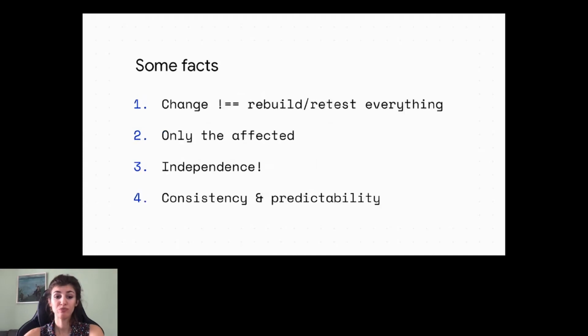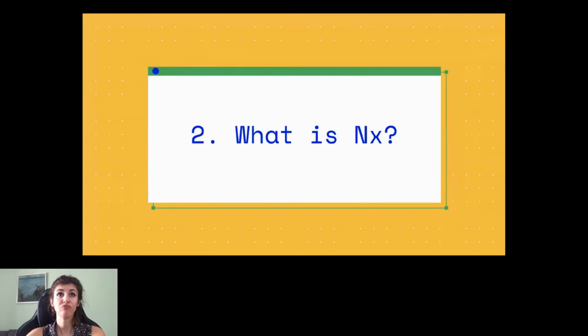Another common misconception is that somebody may think that if you change something, then you would have to rebuild and retest everything. This is not the case. Instead, you only rebuild or retest the affected code. It also gives you independence because if you have a large team, you can split them up and give them only parts of the monorepo to work on, a single component, a single library or a single project. So it gives you a lot of independence. And also it provides you with consistency and predictability. And we'll talk about that.